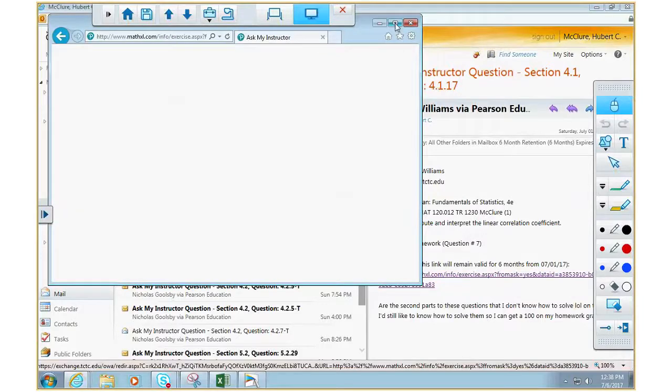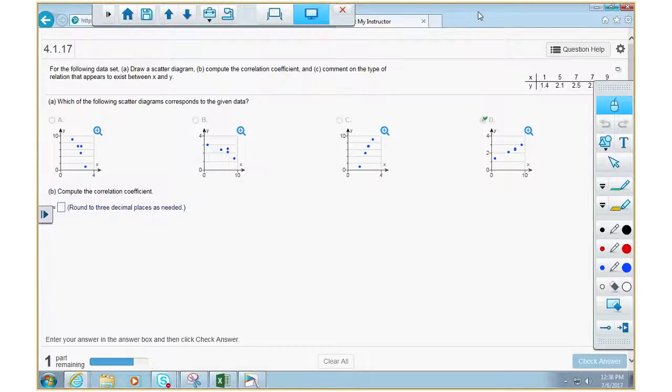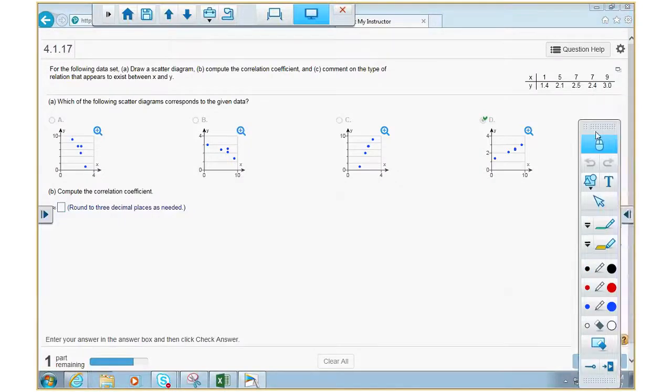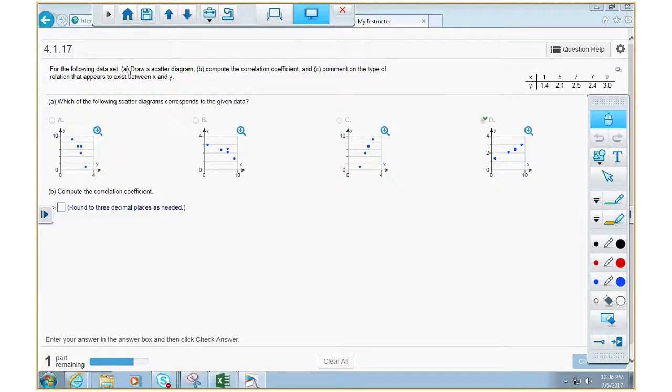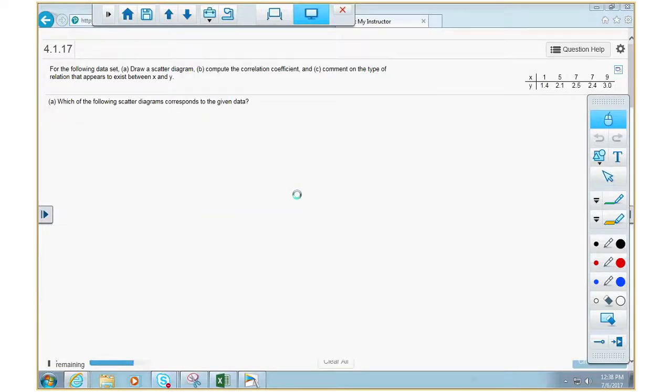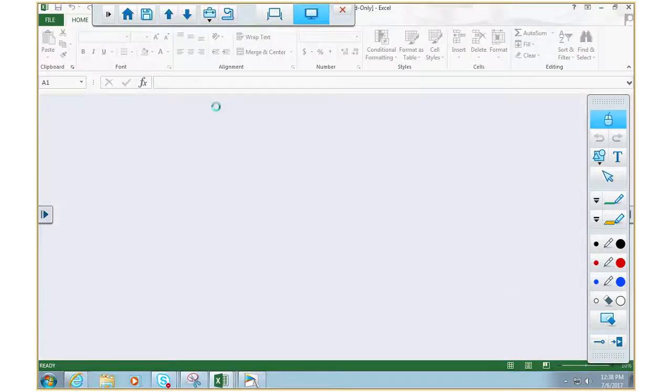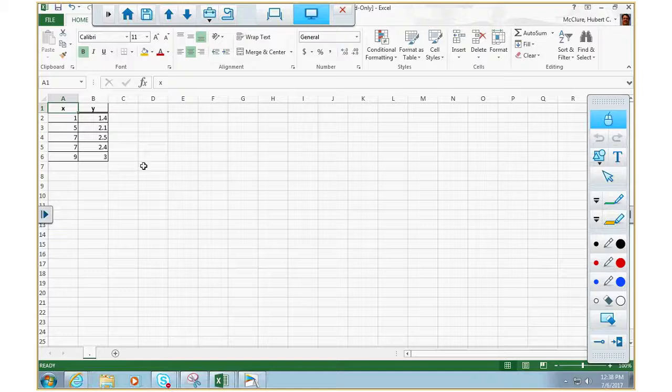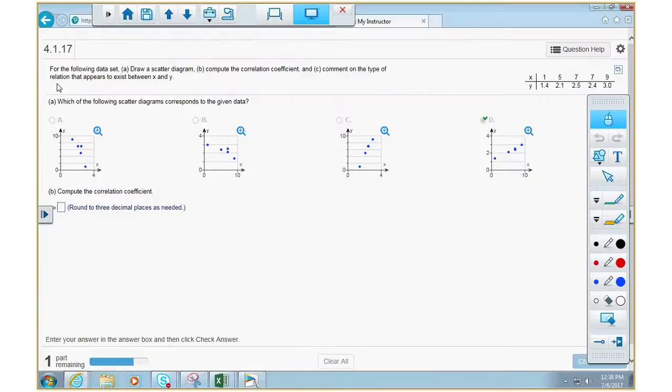So, as we go to that, for those that are paying attention and not talking while I'm talking, looks like we've got a data set. So I'm going to go ahead and put this in my Excel spreadsheet. I don't have any idea what it's asking. Let me read the directions. The following data, draw a scatter plot, compute the correlation coefficient, and come up with some type of relationship between X and Y. All right, this is basically a line problem, okay?